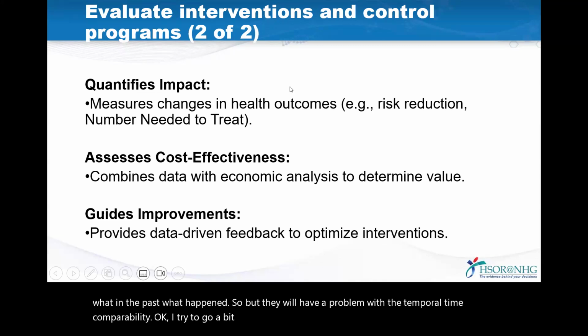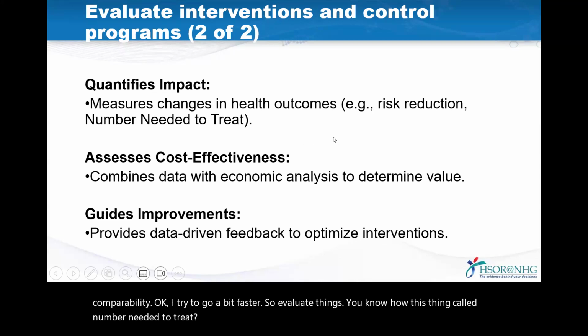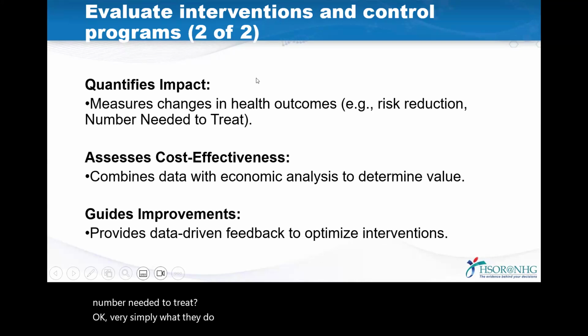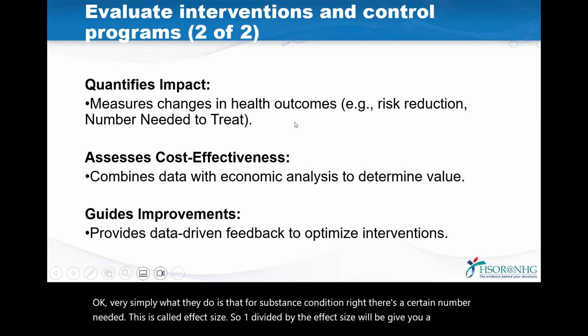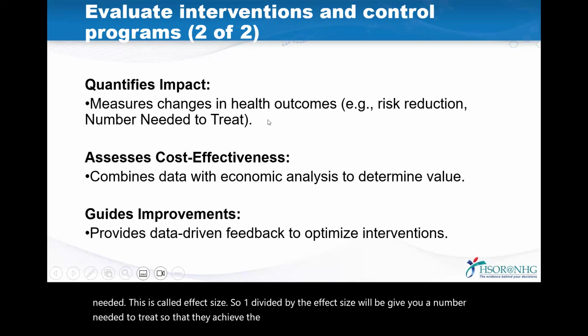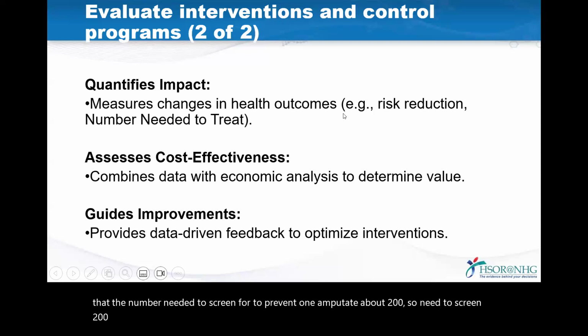So evaluate things. You know this thing called number needed to treat. Okay, very simply, for certain conditions there's a certain number needed. This is called effect size. So 1 divided by the effect size will give you the number needed to treat. For example, for my amputation study, we found that the number needed to screen to prevent one amputation is about 200. So you need to screen 200 patients just to reduce one amputation. Yeah, so this is how you calculate. If you're interested in the future, I'll talk about that.